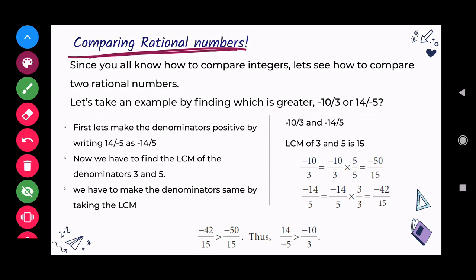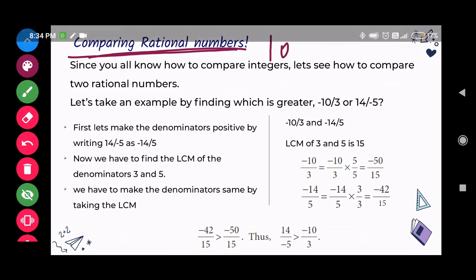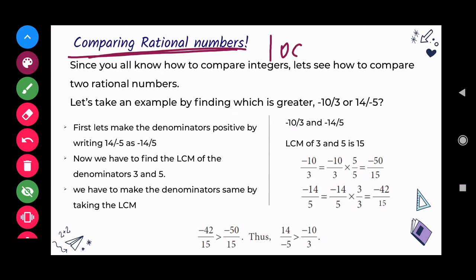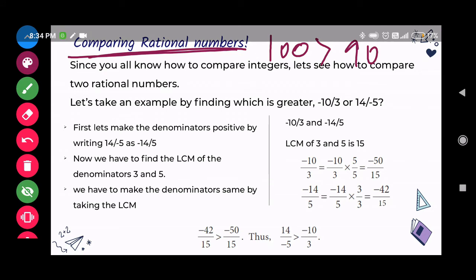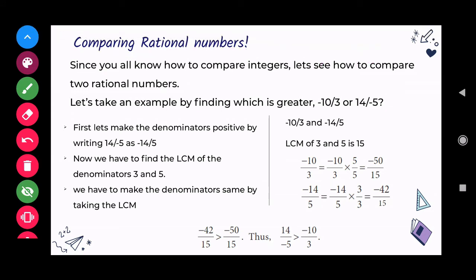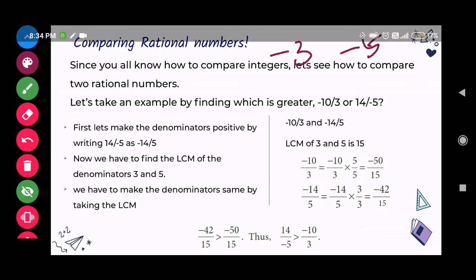Same way, let's say I give you two numbers, let's say 100 and 90. I'm asking you which is bigger. You obviously know 100 is bigger than 90. Same way, if I give you negative numbers, let's say minus 3 and minus 5, which is bigger? You can all tell minus 3 is bigger than minus 5. Why? Because in negative numbers you have to apply the opposite of positive numbers.